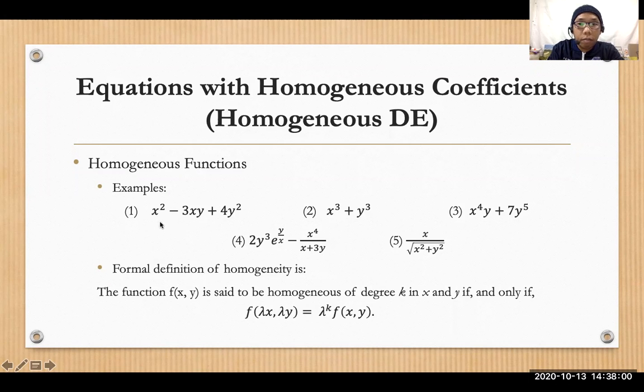Let's take a look at this example. x squared, this term has degree 2, the second term 3xy. Take a look at the variables here. We have degree 2. And for the last term, we have y squared, also degree 2. So this makes this function homogeneous of degree 2. Again, a homogeneous polynomial is a polynomial having the same degree in each term.